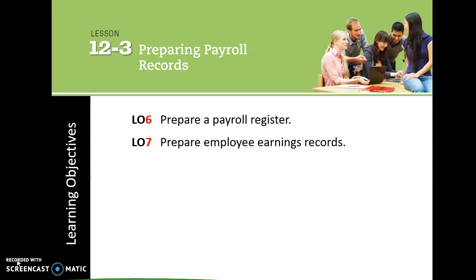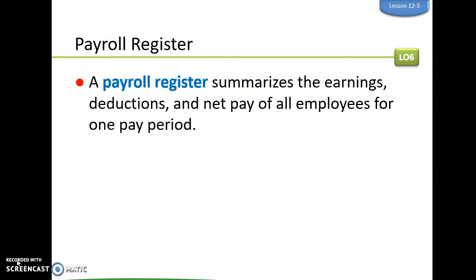So in this lesson, an objective is to prepare a payroll register and prepare employee earning records. So what even is a payroll register? What does it do? Well, a payroll register summarizes the earnings, deductions, and net pay of all employees for one pay period. We talked about in Lesson 1 what pay periods are and how they can be different for each company.